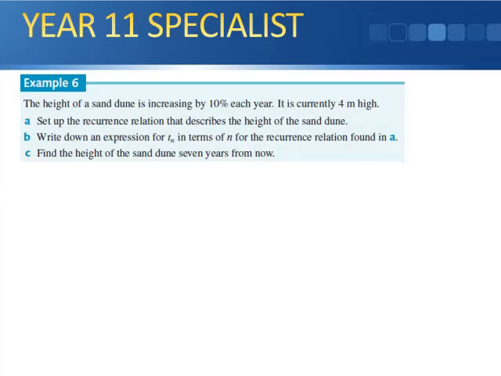Example 6. The height of a sand dune is increasing by 10% each year, currently 4 meters high. So again, it gives me the starting value. And I know what's happening. Set up a recurrence relation that describes the height of the sand dune.